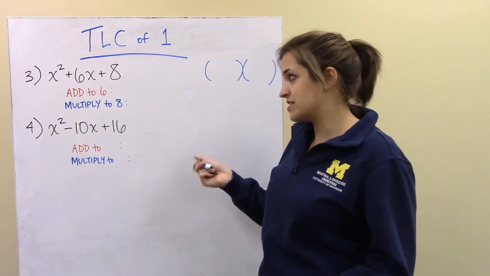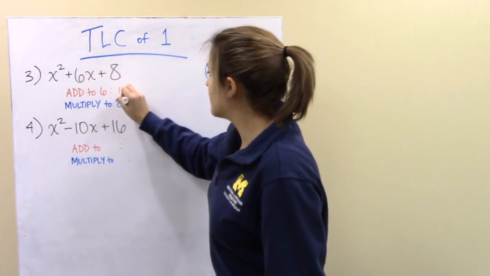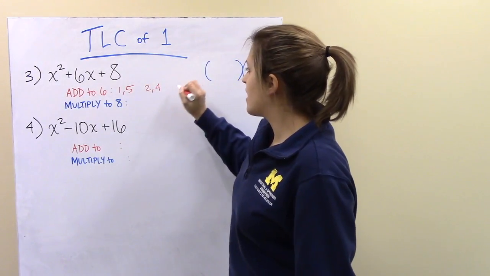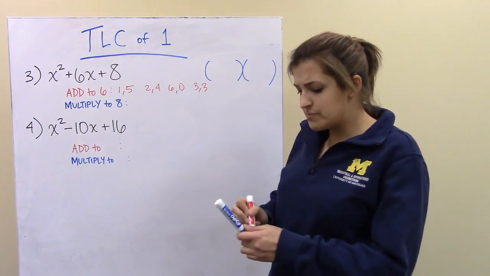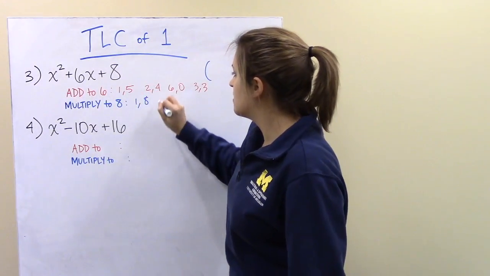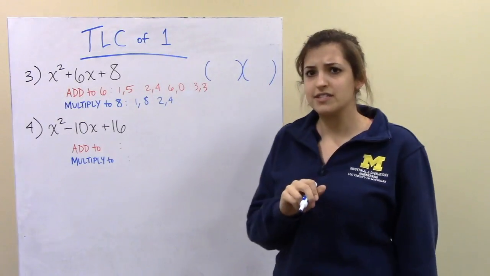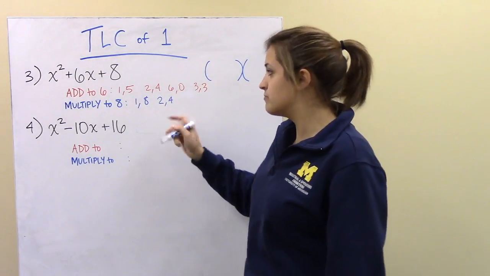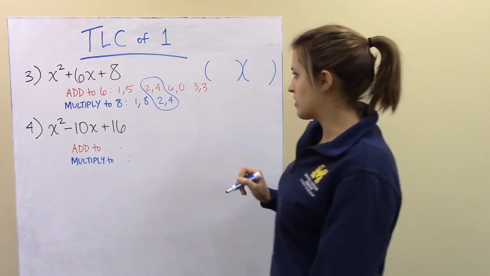So I have some options here. What adds to 6? Well, let's think of some examples. We have 1 and 5. We have 2 and 4. And we have 6 and 0. 3 and 3. How about multiply to 8? What do we know that multiplies to 8? Well, we have 1 and 8. We have 2 times 4. That's multiplied to 8. And that's about it. That's easy to multiply. So let's see if there's an overlap here. Well, both of these have 2 and 4. So let's try it and check it and make sure that it works.